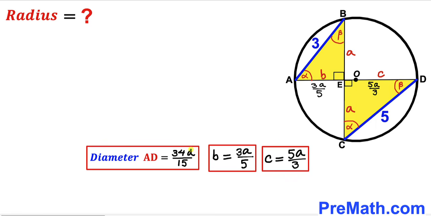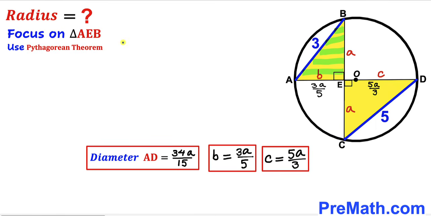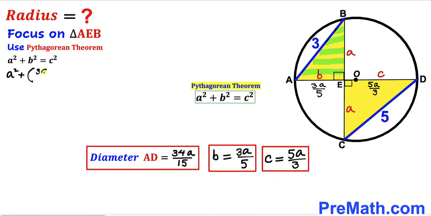And now our task is to find the value of this lowercase a. Therefore let's focus on this right triangle AEB. And we are going to apply the Pythagorean theorem on this right triangle. And here's our Pythagorean theorem: a square plus b square equal to c square. And our hypotenuse in our case is 3, whereas our two other legs are 3a divided by 5 and lowercase a. Let's go ahead and fill in the blanks in this Pythagorean formula. So we got a square plus 3a divided by 5 whole square equal to 3 square.